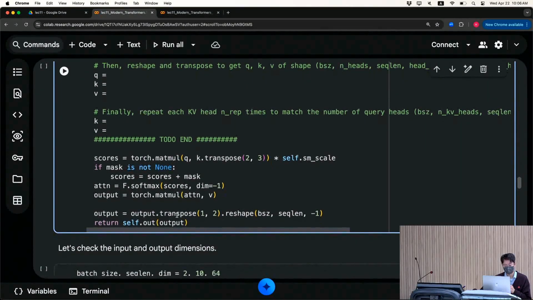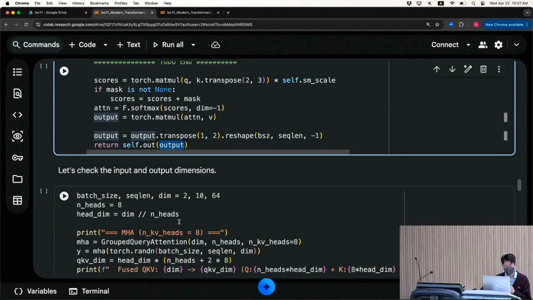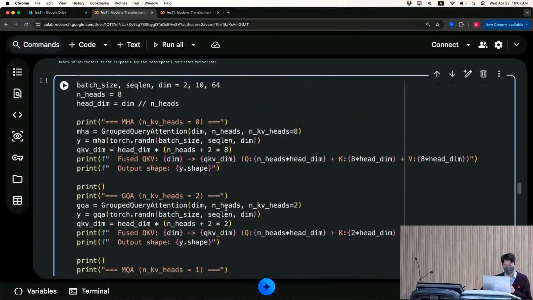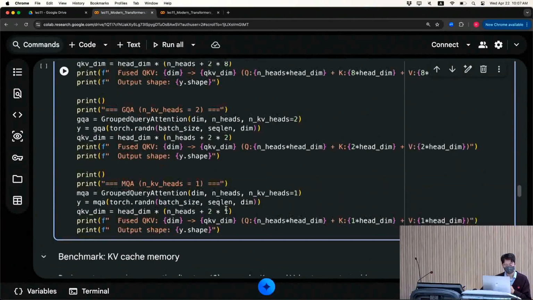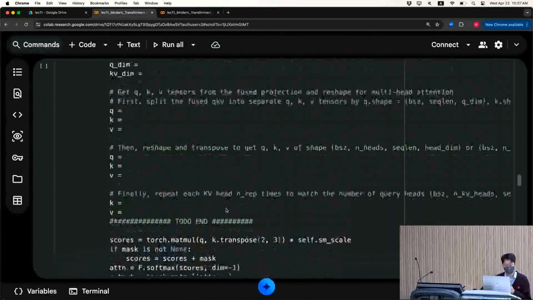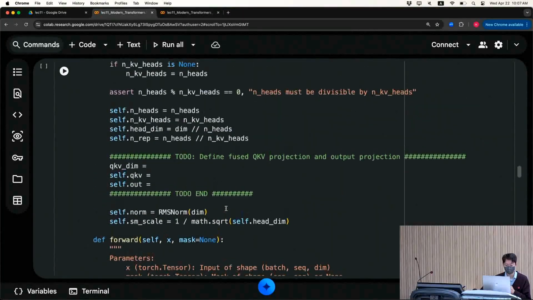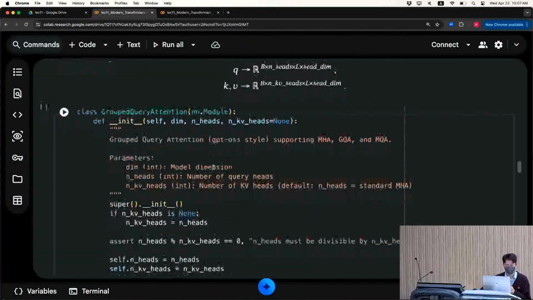So rest of them is the same. You add in the mask and apply softmax, matrix multiply, and matrix multiply with output matrix. And here we're going to check the size, make sure everything looks correct. And let's take some moment to implement to-dos here in the grouped query attention.